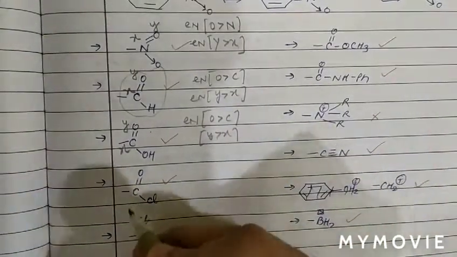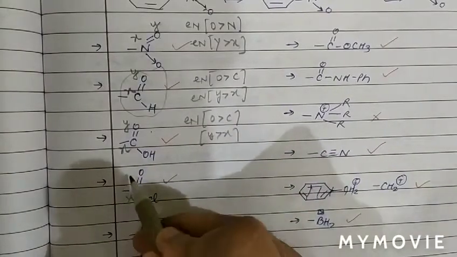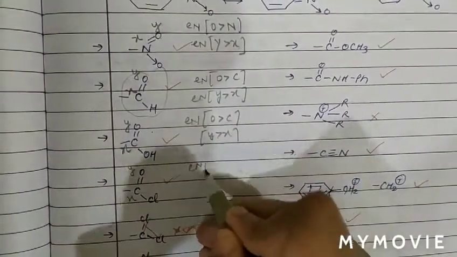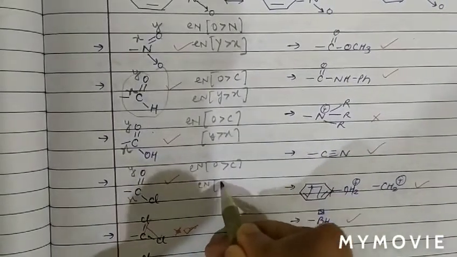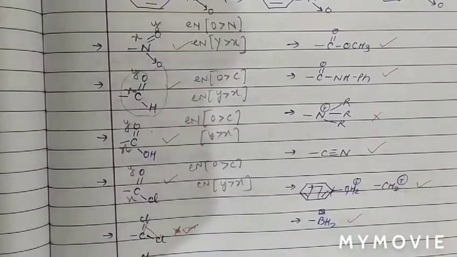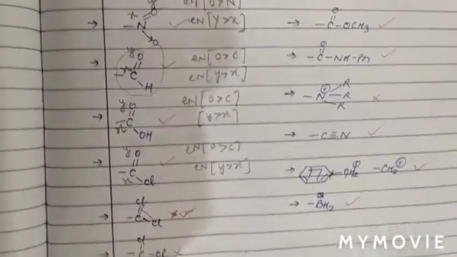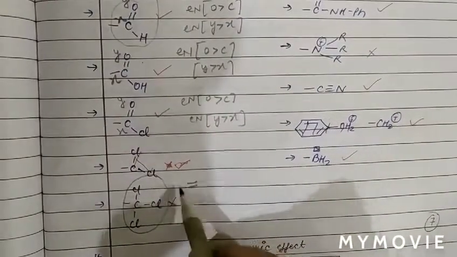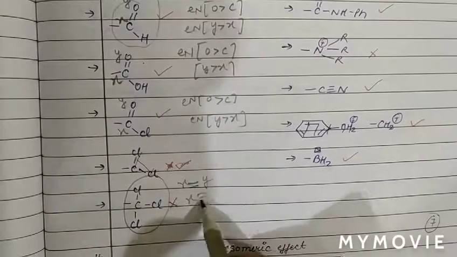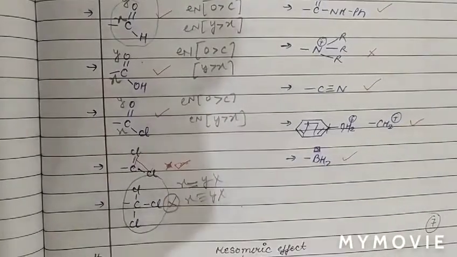Now see the next. Again a carbon double bonded atom we are looking for. So X and Y. Again the electronegativity of oxygen is more than carbon. It means the electronegativity of Y is more than X. So it also behaves as minus M. Now see the next. As we can see in CCl3 there is no double bonded XY, no triple bonded XY. Therefore it will not behave as minus M.